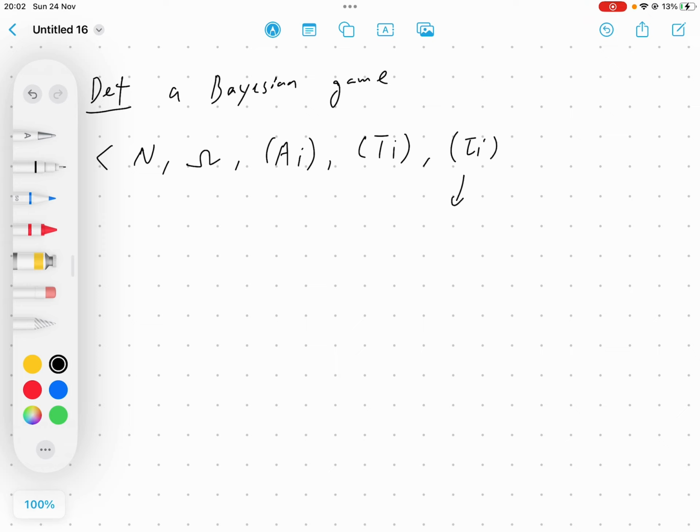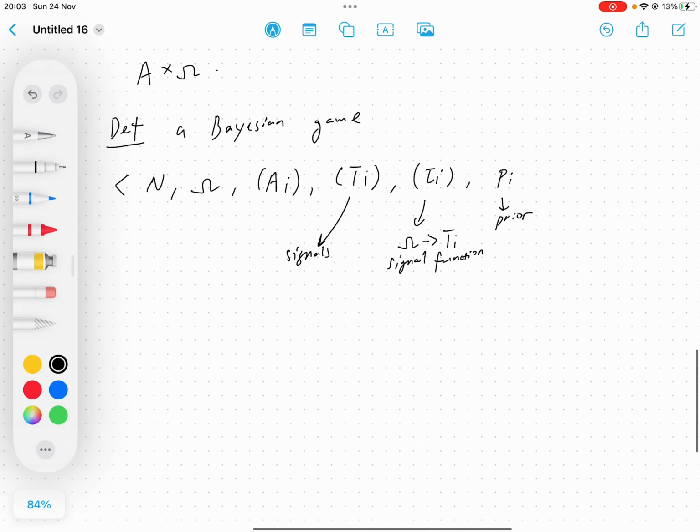So this Ti is the set of signals that might or might not be observed by player I. And this tau I is just a function from omega to Ti. So this is the signal function. Good. And a probability measure, Pi, which is the prior belief. Just some number between 0 and 1.